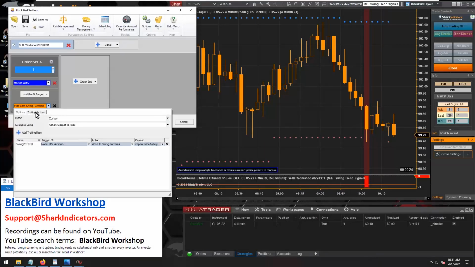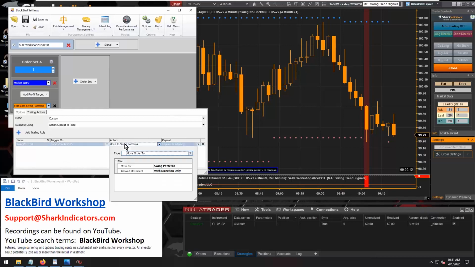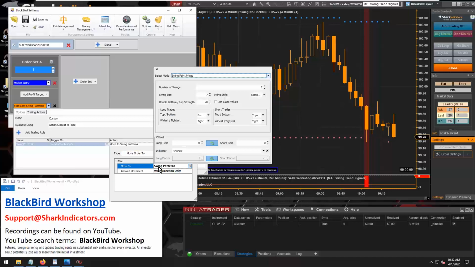Now we need to go into the trailing rules, or the trailing action. Under the action, the action is what actually moves the stop loss, or what sets the price where the trailing stop loss is going to get moved to. The move-to here is also set to the swing highs and lows. So we're going to change it from the swing point prices to indicator value, just like we did previously.